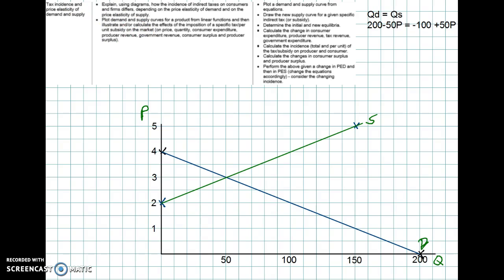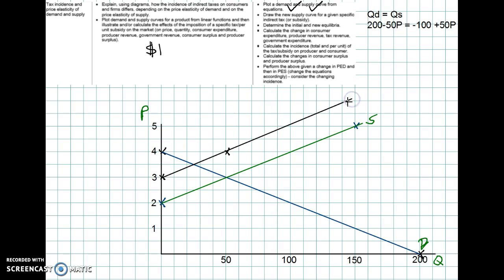So what do we need to do now? We've plotted the demand curve, we've plotted the supply curve. Now we're going to draw a new supply curve. So say if the tax is $1, we don't even need to do any calculations. We can just go 1 up, go up again another 1, and then we can link those two together. We'll do this one in black. Let's start there and go through there.